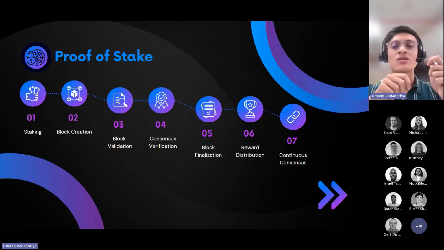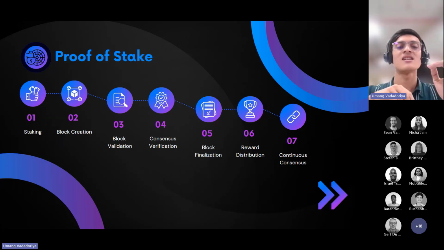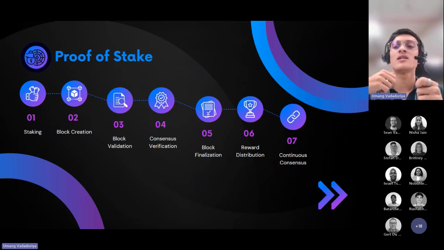And of course, let's not forget the rewards. Validators who put in the work and help to keep the network secure get a piece of the pie. They earn transaction fees and even some freshly minted cryptocurrency. Not a bad deal. And the best part, the whole process just keeps on rolling 24/7.